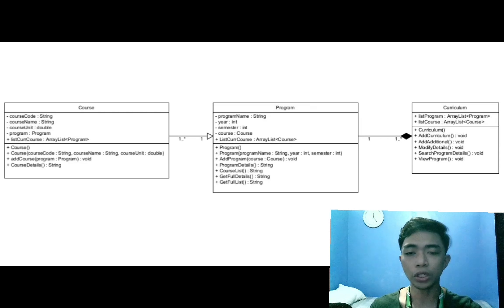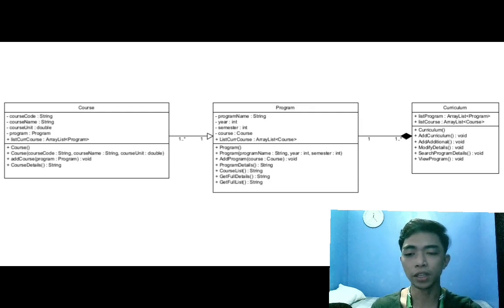We use the composition symbol to connect these two classes. Since the program is connected to the course, these two classes cannot stand alone without the curriculum, and vice versa. And now for its multiplicity. Program can have one to many inside a curriculum, and a curriculum can have one inside a program.